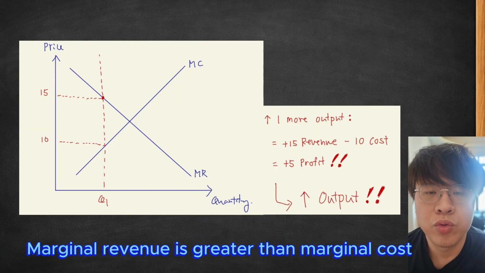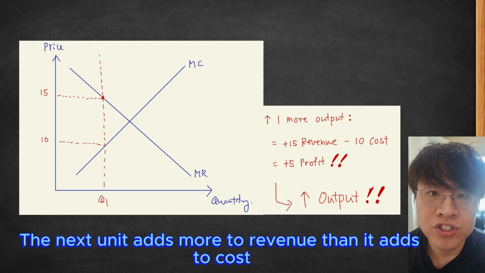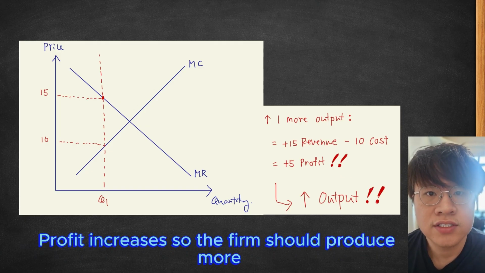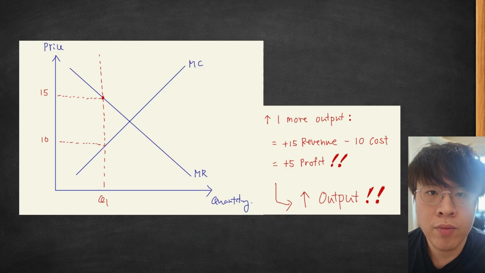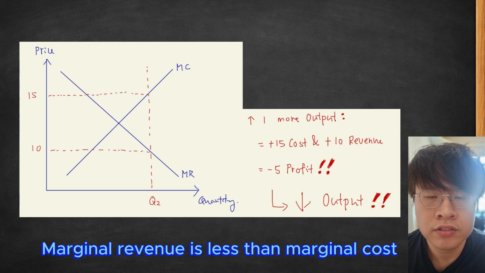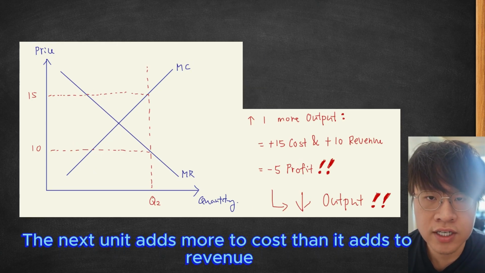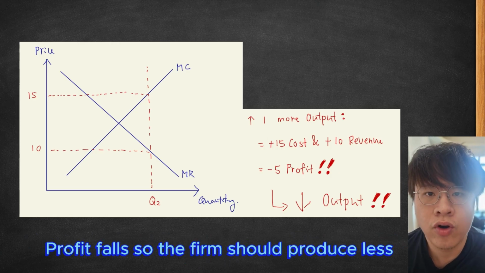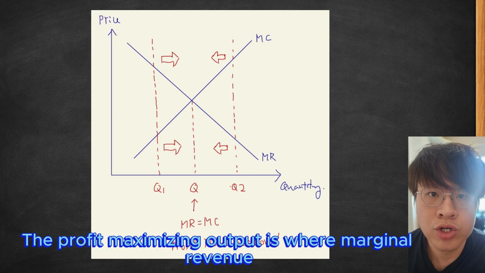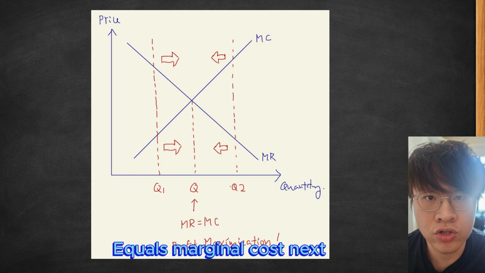If marginal revenue is greater than marginal cost, the next unit adds more to revenue than it adds to cost. Profit increases, so the firm should produce more. If marginal revenue is less than marginal cost, the next unit adds more to cost than it adds to revenue. Profit falls, so the firm should produce less. That is why the profit maximizing output is where marginal revenue equals marginal cost.